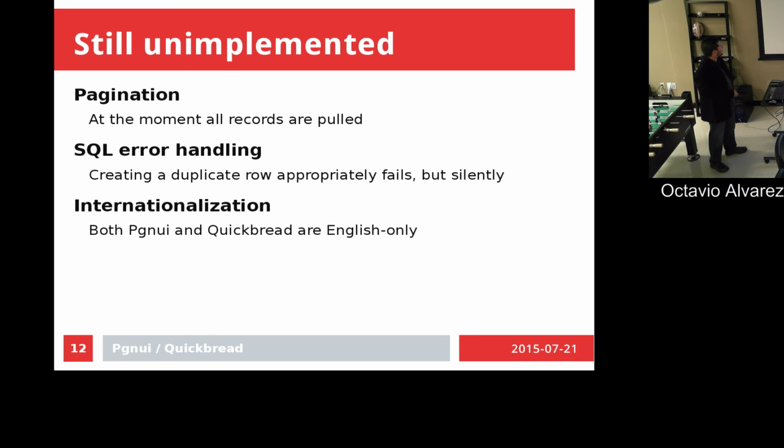There are a lot of things that are still unimplemented. Pagination: if you have 1,000 records, it will fetch the 1,000 records. This is bad. If some primary key constraint or foreign key constraint is violated, it will be rejected because the database rejects it, but there's no error message yet. There's no handling. There's no internationalization. Question. Yeah.